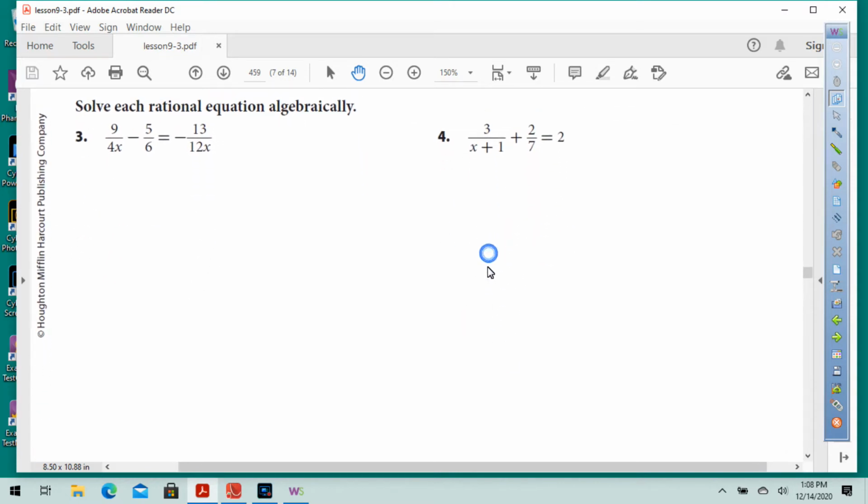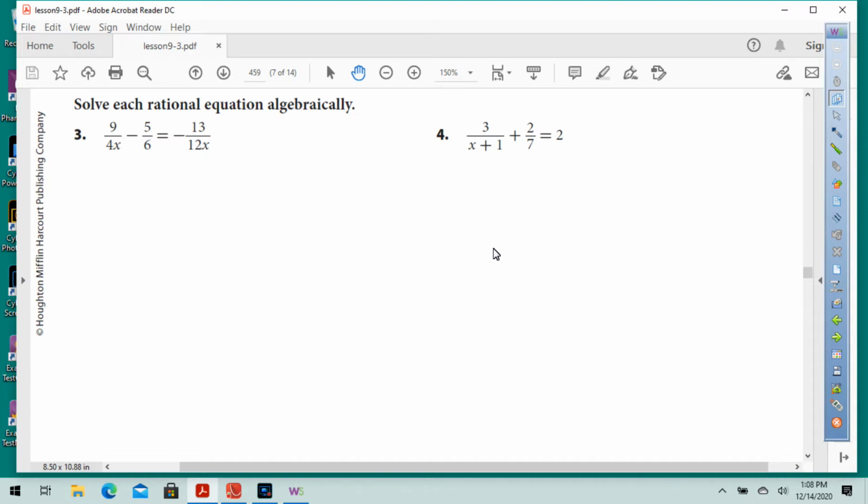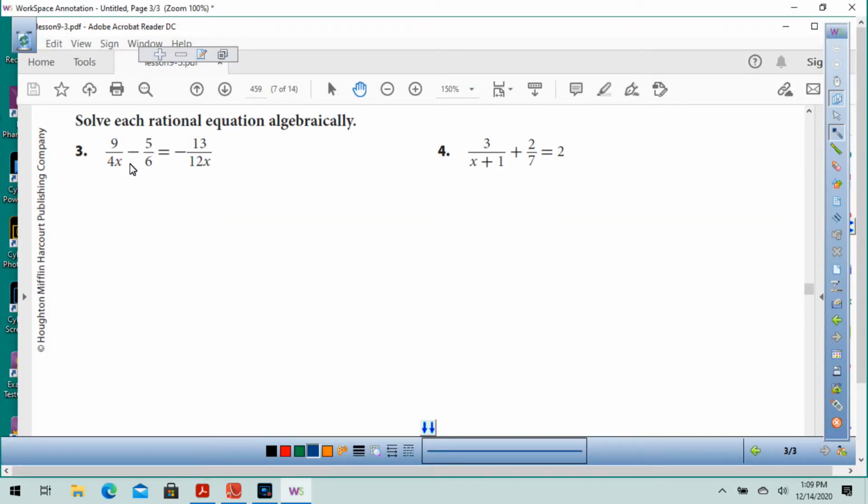Now it says solve each rational equation algebraically. First off, the excluded value: x cannot equal 0 because that would make that, and that as well. Now how are we going to go about doing this? We have a 12x. We need to find a common denominator, and to do that, we're going to use the least common denominator.